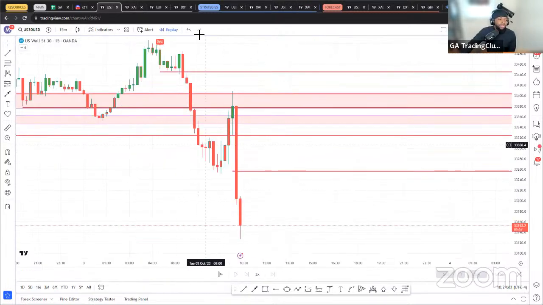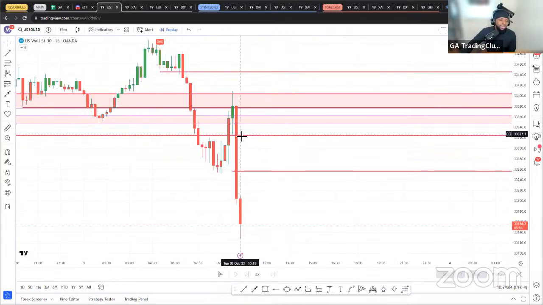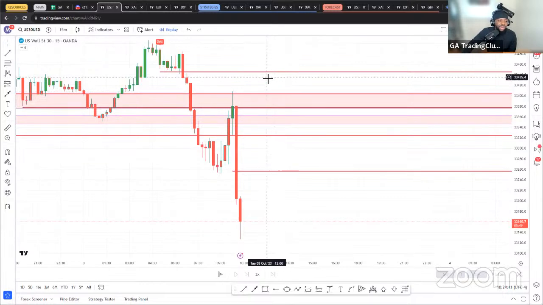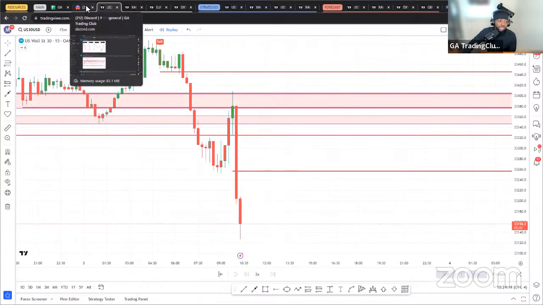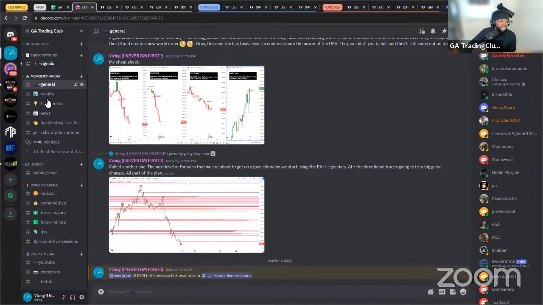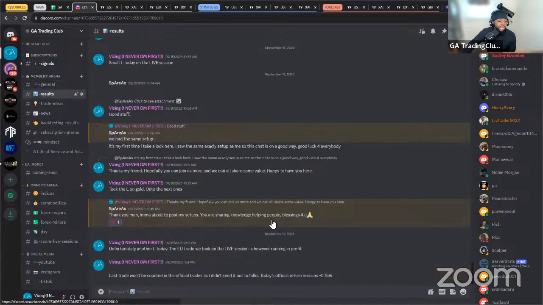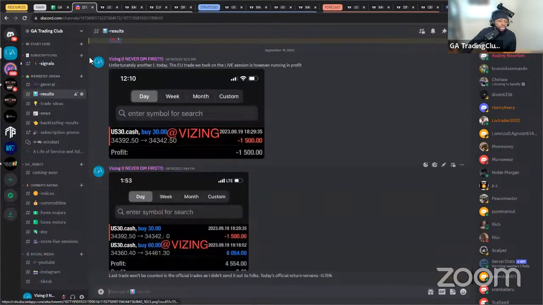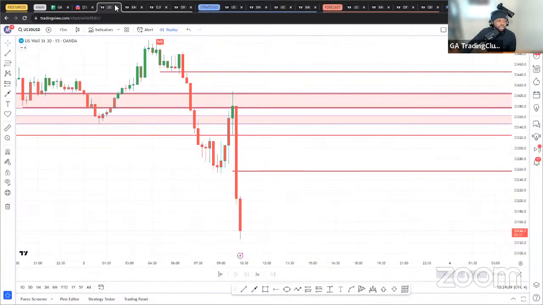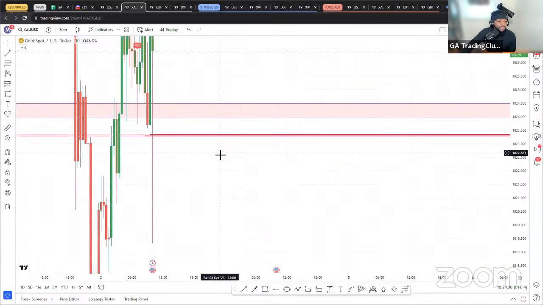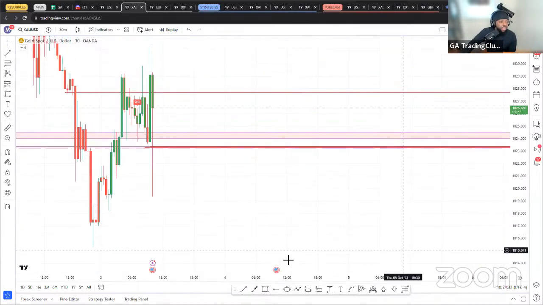So I'm sorry, guys, for that US 30 sell. I missed being on the live session by literally like 3 minutes, but I was waiting on that sell for US 30. I haven't traded for like 7 days, because if you go to the Discord, the last time I posted a profit was September 19th. So unfortunately, we missed that sell on US 30, and we just have to wait for another one.